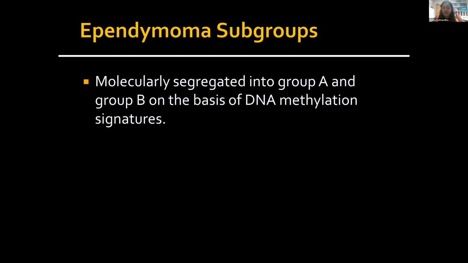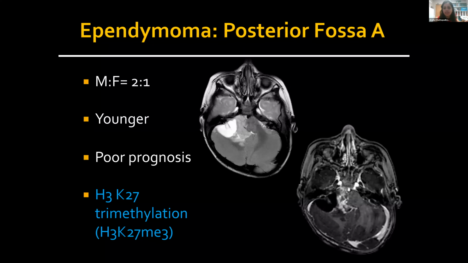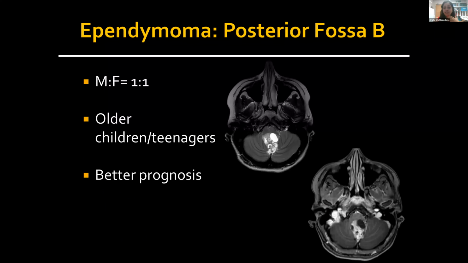Ependymoma can also be split into 2 groups in the posterior fossa, and that's group A and group B, depending on the methylation status. So the posterior fossa group A tumours have a worse prognosis and they require intensive therapy. They tend to be the infant ependymomas, and they're tucked off midline into the lateral recess towards the foramen of Luschka. Better prognosis in the posterior fossa group B tumours. They're in the midline and they occur in teenagers or the older children.